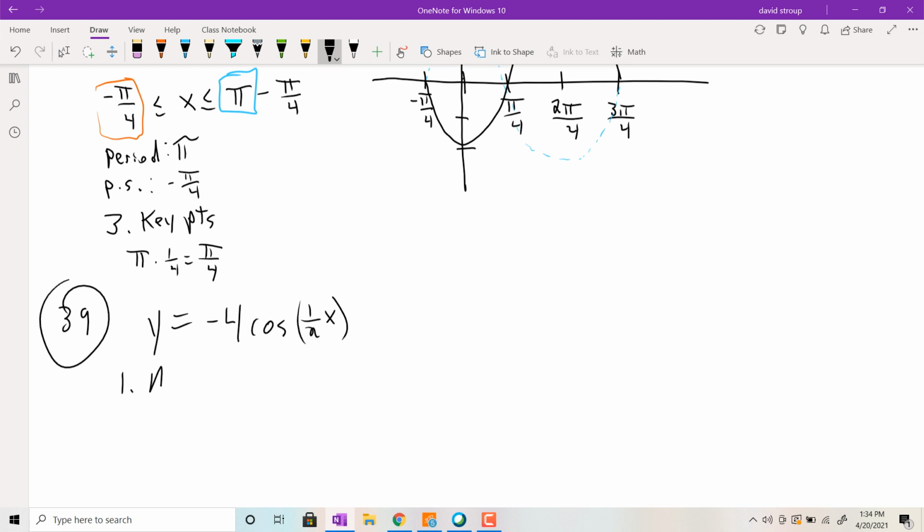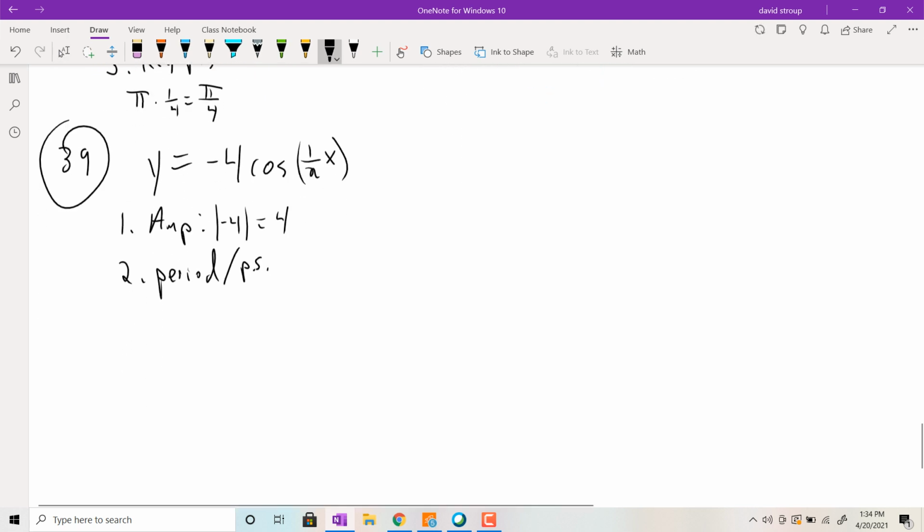Again, first start with the amplitude. The amplitude is the absolute value of negative 4. Okay. The period and phase shift, there is no phase shift this time. Phase shift will be 0. But anyways, you take the insides of your cosine right here and wedge it again in between 0 and 2 pi.